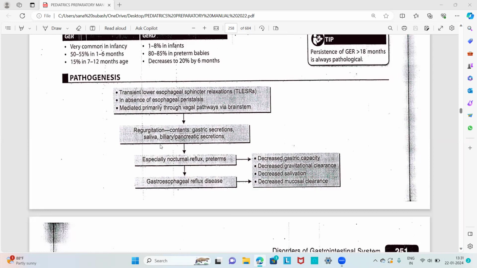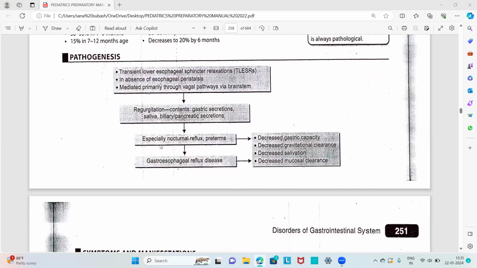Then about the pathogenesis of gastroesophageal reflux disease. Usually the backflow, or involuntary passage, of gastric contents into the esophagus is prevented by the closure of the lower esophageal sphincter. If there is any defect or damage to the lower esophageal sphincter, or transient relaxation of the lower esophageal sphincter, that results in backflow of gastric contents into the esophagus. The cause is transient lower esophageal sphincter relaxation in the absence of esophageal peristalsis, mediated primarily through the vagal pathways by the brainstem.